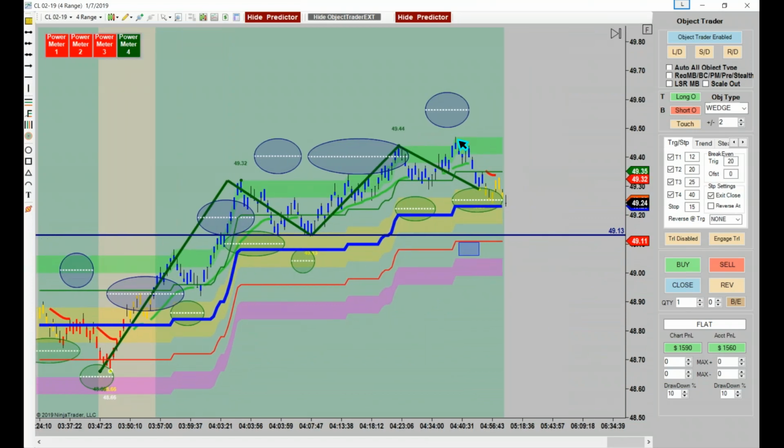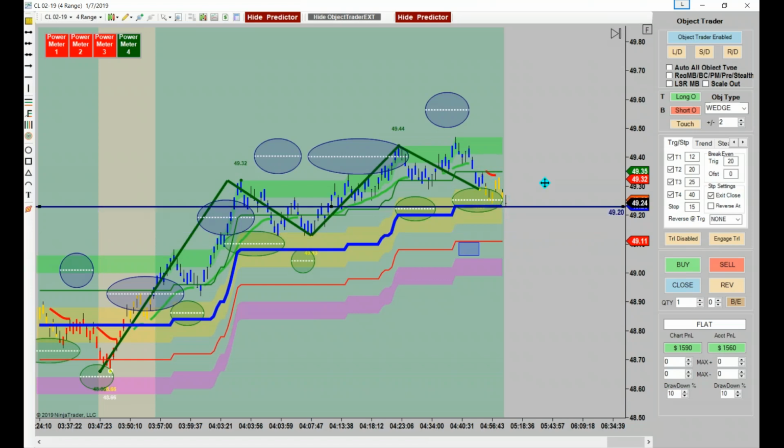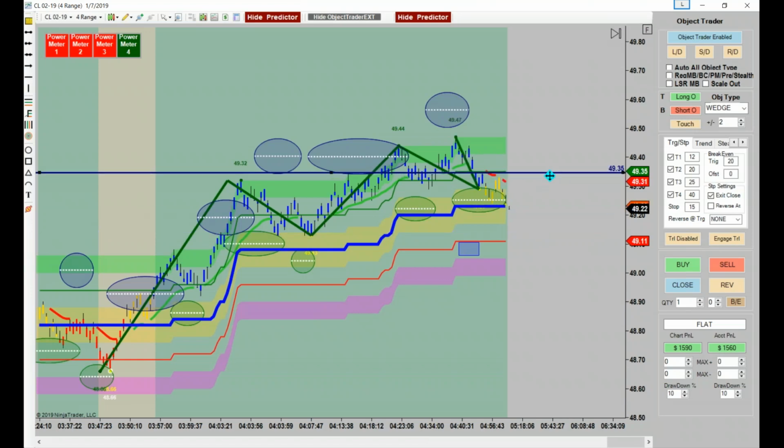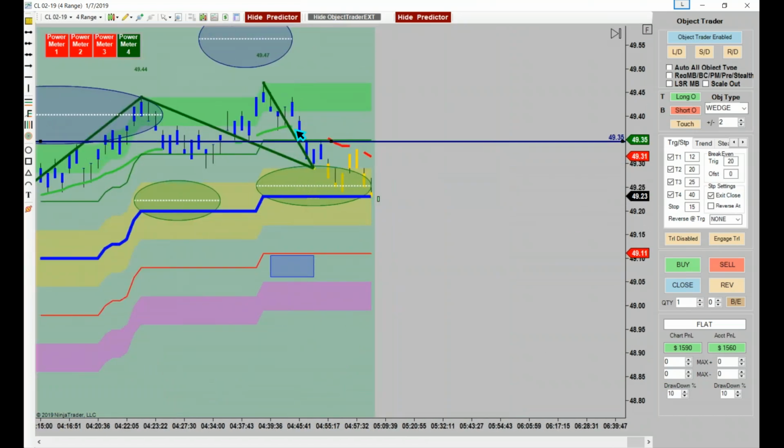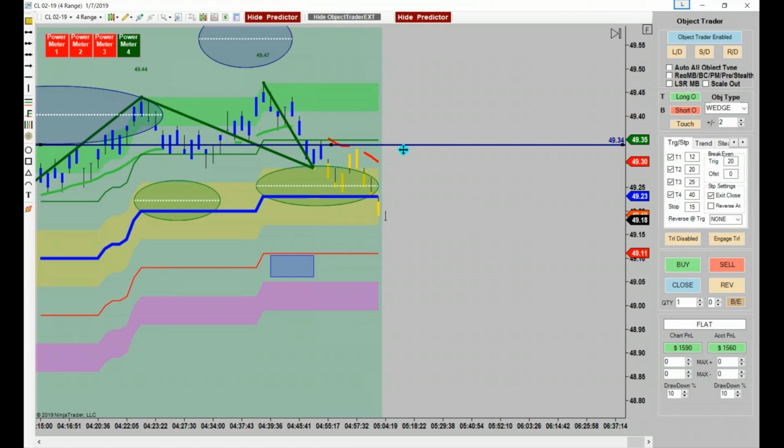Okay, so now you have thrust, retrace, thrust, retrace, thrust, retrace. Okay, so this is your primary swing, right? Right now it's primary. If it closes below here, that'll be your secondary swing. Everybody sees that, right? Okay, if this closes below, this will be your primary. So that's your primary now.